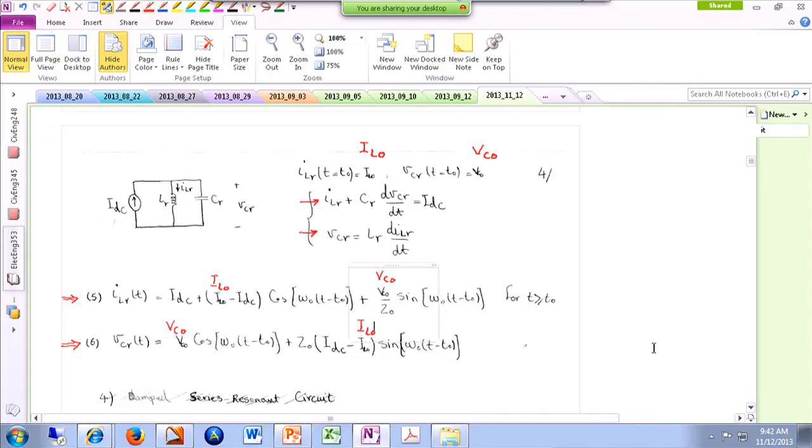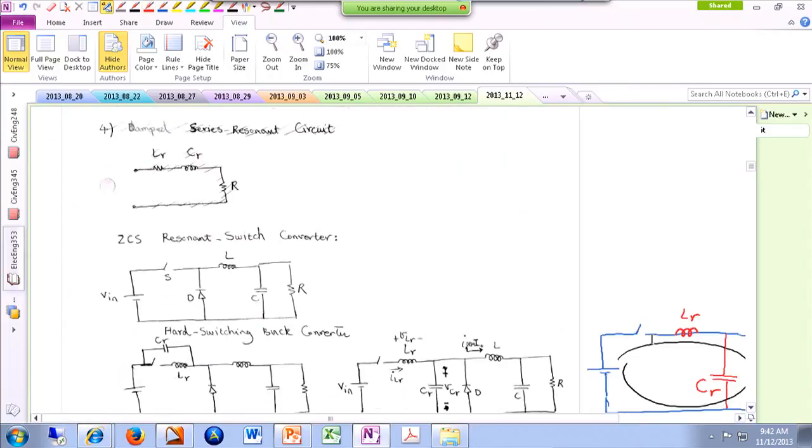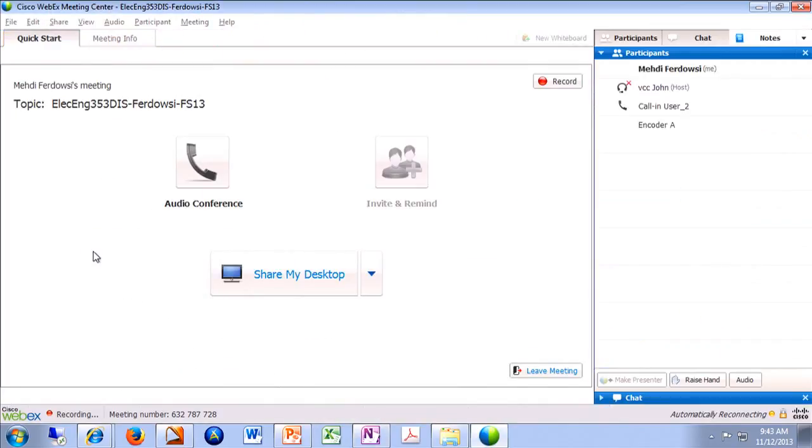So once we have all of these in mind, we are trying to look at our first soft switching converter. This particular one is a buck converter, and the soft switching technique that is applied to it is zero current switching. So it's a ZCS resonant switch, because the resonating components are added around the switches and the diodes.